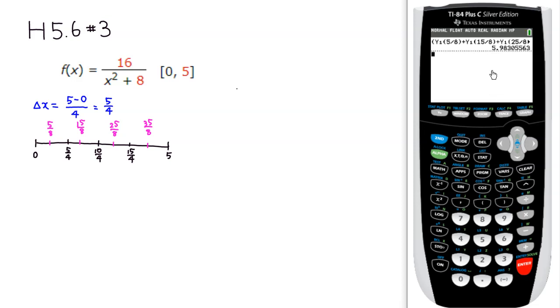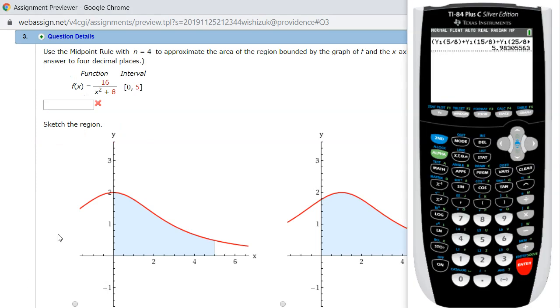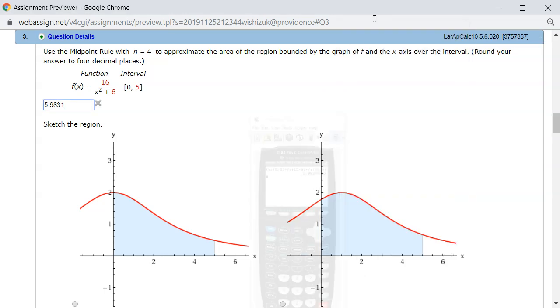It came out to be 5.9831. So let's type it in. What's the answer to 4 decimal places? We're going to put 5.9831. All right, let's check the answer. I came back and it looks like we got the M4 value correctly.